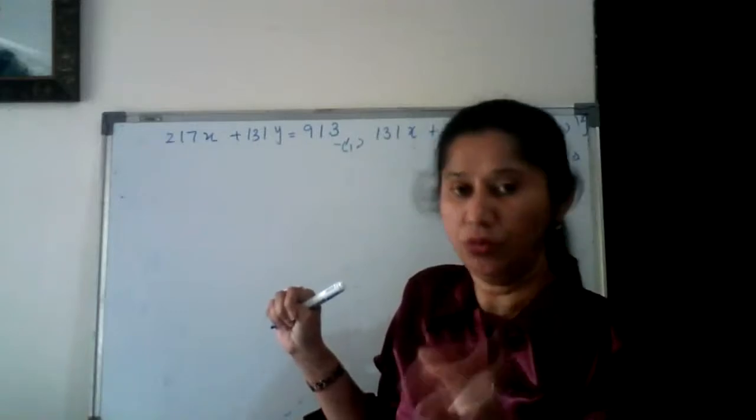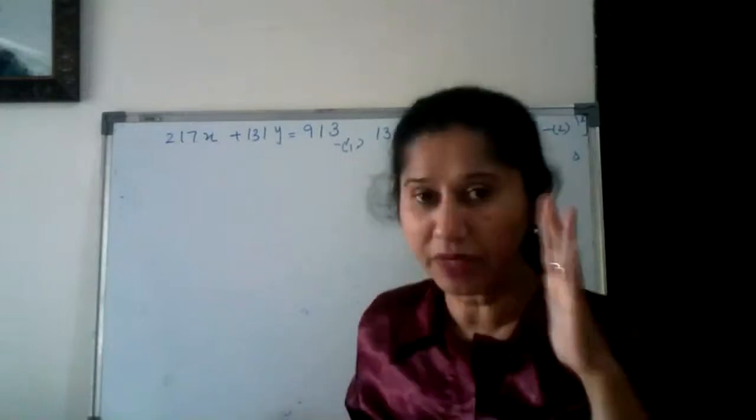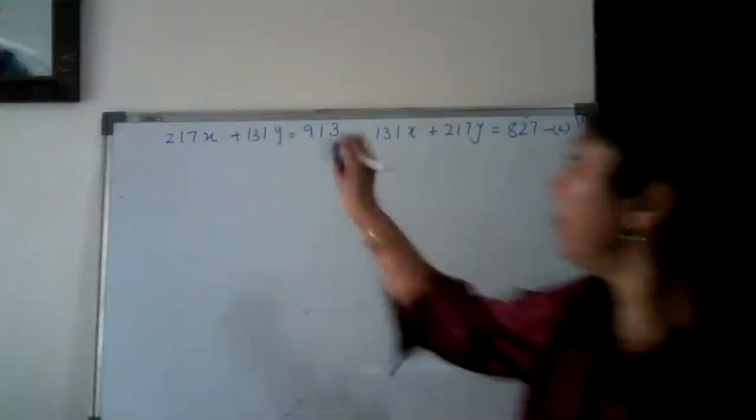सो यू गेट द वैल्यू ऑफ वन ऑफ द वेरिएबल और फिर सब्स्टिट्यूट करके दूसरे वेरिएबल के लिए. सो आई होप आई एम वेरी क्लियर विद इट. सो लेट्स डू इट क्विकली.